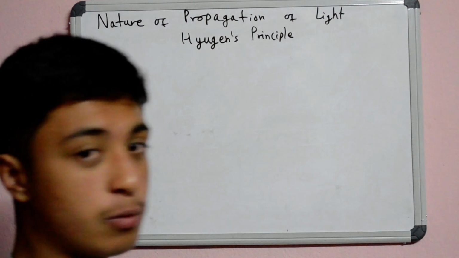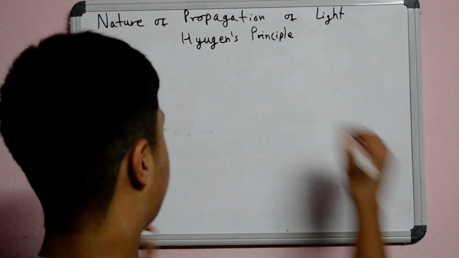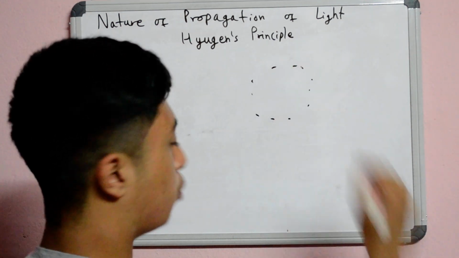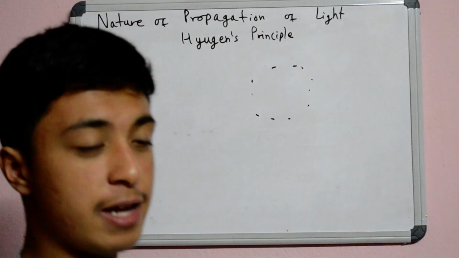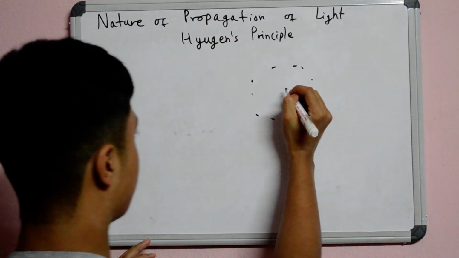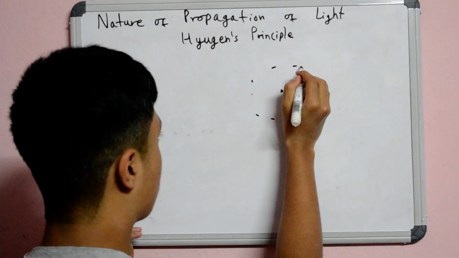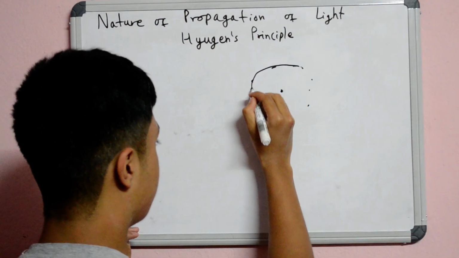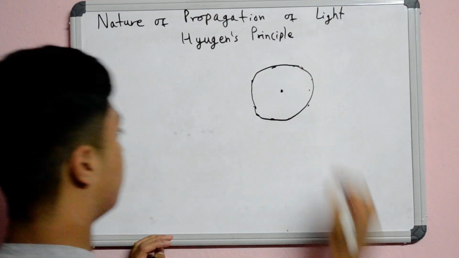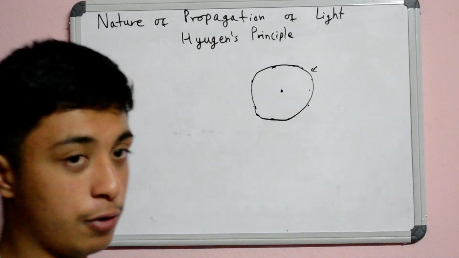Now here, let's start with what a wavefront is. A wavefront is defined as the locus of all the points in a medium vibrating in the same phase. So here, if we have a point source of light, then the locus of all the particles in the same medium vibrating in the same phase will give a spherical wavefront. So here, this is a wavefront.